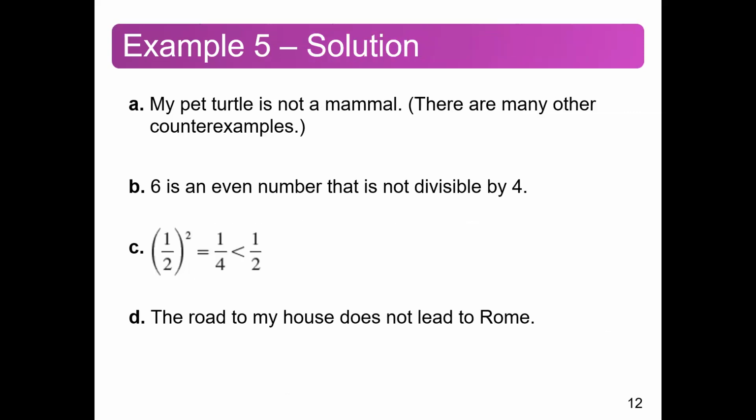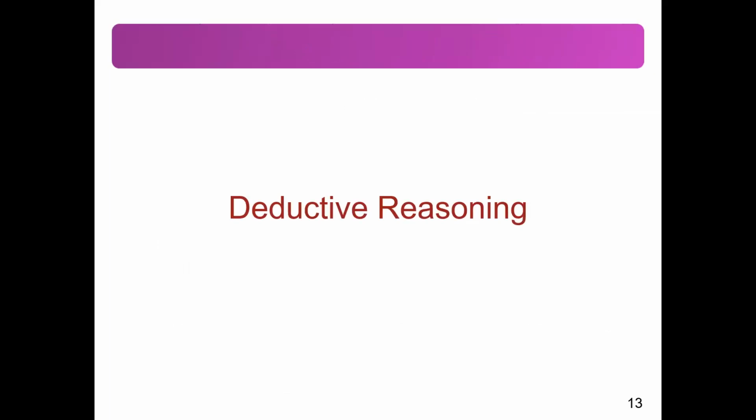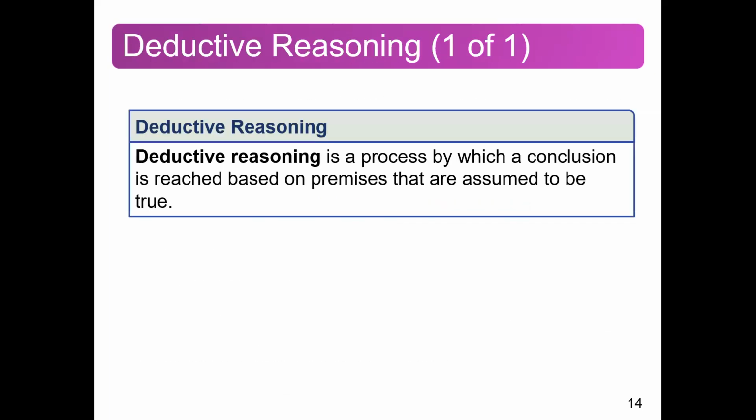So that's what a counterexample is. Now let's look at deductive reasoning. So what's the difference between deductive and inductive reasoning? Deductive reasoning is a process by which a conclusion is reached based on premises that are assumed to be true. So you have premises that are assumed to be true, and you come up with a conclusion.